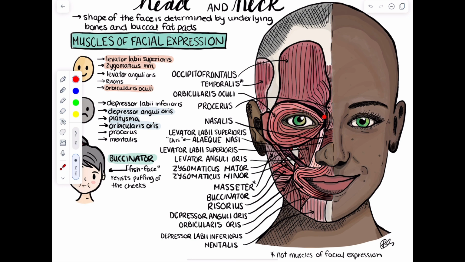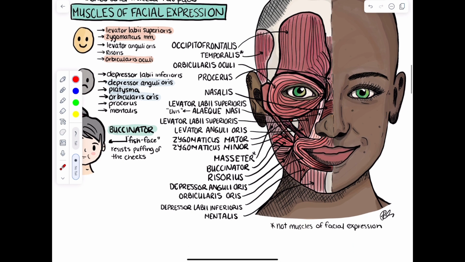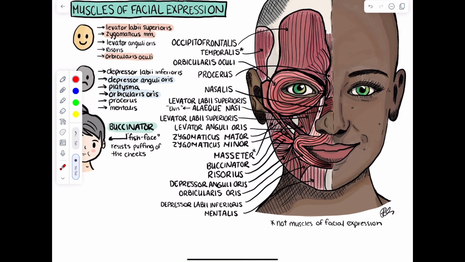If we go medial to that, right on the nose, we have the nasalis. The nasalis muscle is what scrunches your nose together, like if you're trying to make a bunny nose, or if something smelled bad and you scrunched your nose, that would be what nasalis is doing. If we come down a little bit, in this general area, we have buccinator. It's a little hard to see in my drawing here, but buccinator is what resists the puffing of the cheeks.